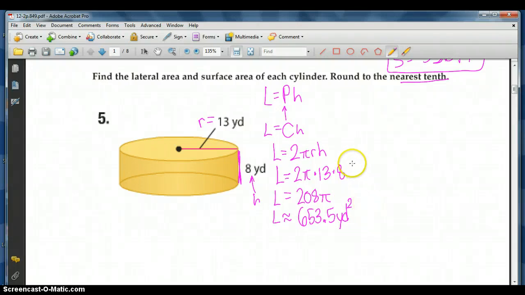Now I want to find the surface area. So my surface area in general is the lateral area plus 2 times the area of a base. So for a cylinder, lateral area is 2 pi RH.